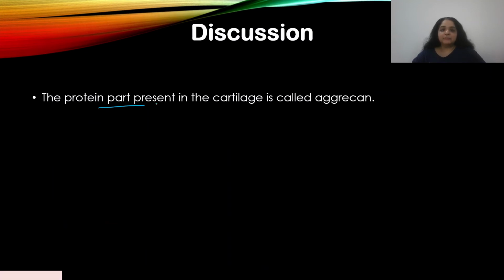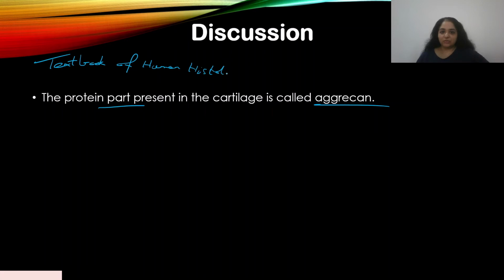Now let's go to the discussion part. The protein part present in cartilage is actually called aggrecan. Now we know that the cartilage ground substance is carbohydrates and protein, right? There is the carbohydrate part, that's glycosaminoglycans, and then there is the protein part, the core protein part, which is called aggrecan. That is actually the protein part. And this information I have got again from the textbook of human histology.